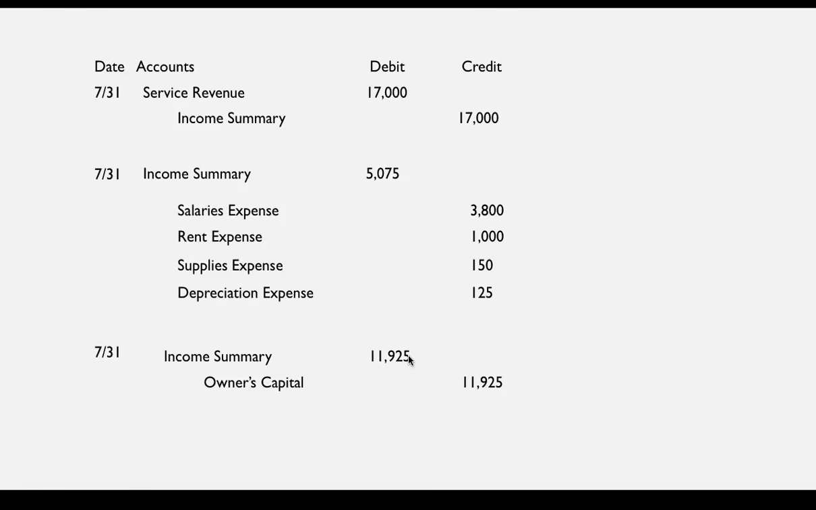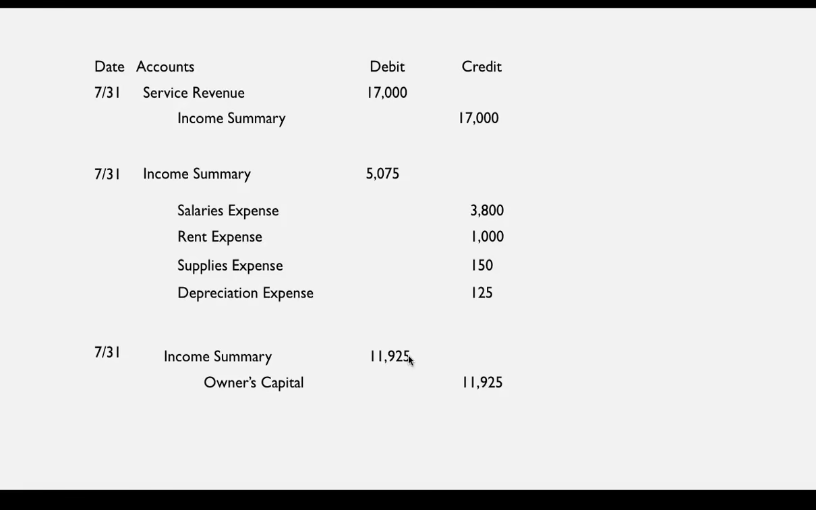What's important to note here is that we are not closing owner's capital. Owner's capital is a permanent account. It is staying open. You are closing income summary. Income summary gets closed to owner's capital. So it's going to affect your owner's capital balance, but we get that 11,000 number by figuring out what the balance is in income summary after the first 2 closing entries. So that's steps 1, 2, and 3 for closing entries.